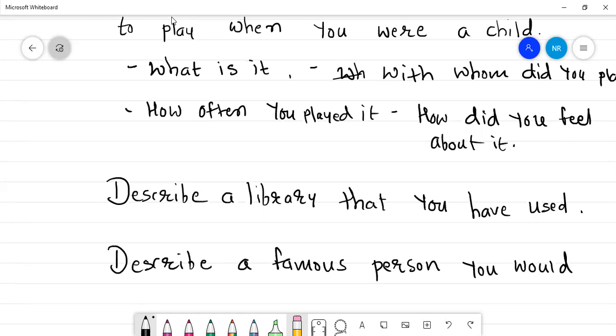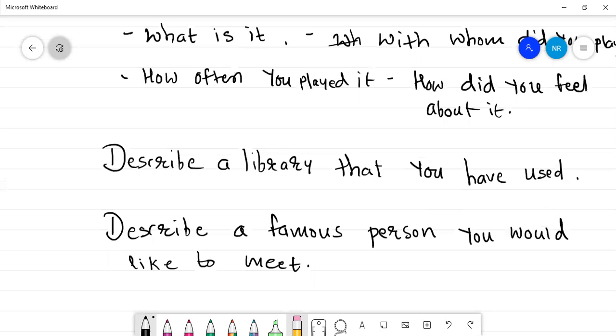You can take any famous person. For example, Prime Minister Narendra Modi you would like to meet, Shah Rukh Khan, or any sports person, Sachin Tendulkar or Virat Kohli. You have to describe that person for 2 minutes. Any student can unmute themselves and talk for 2 minutes, describing a famous person. And then we start our new topic.